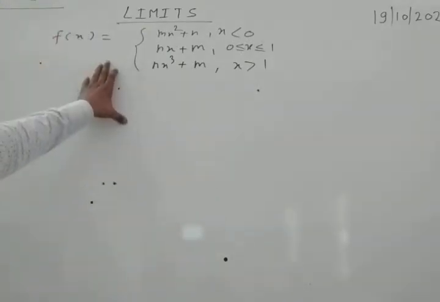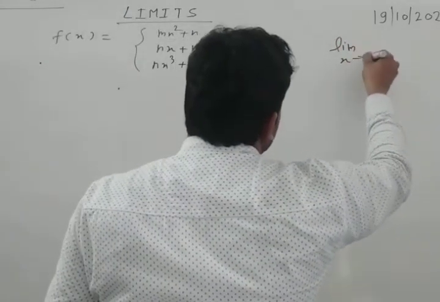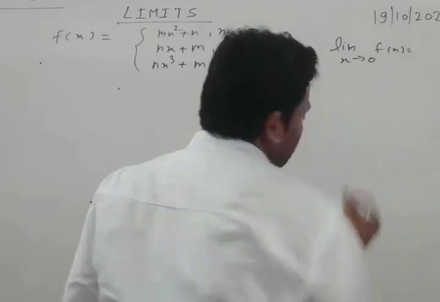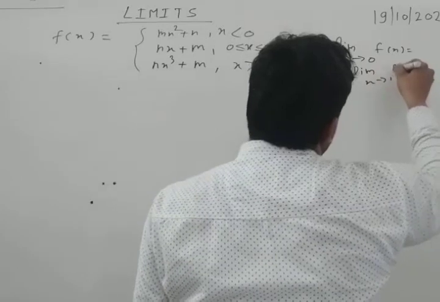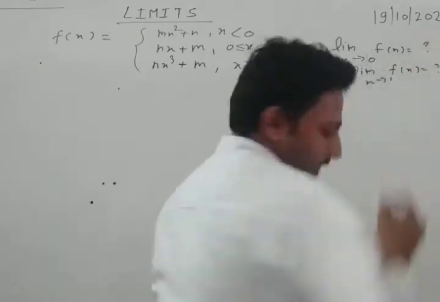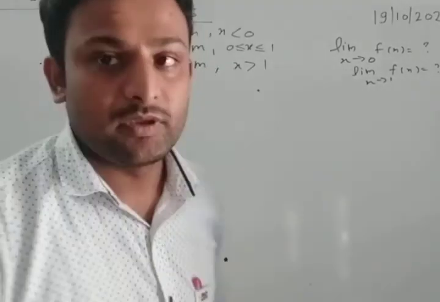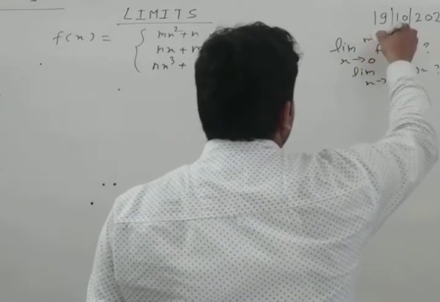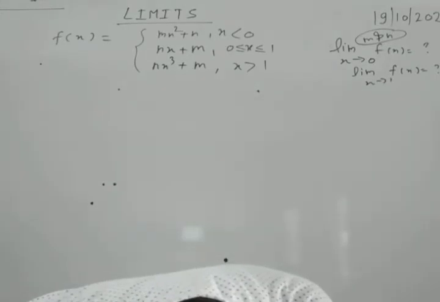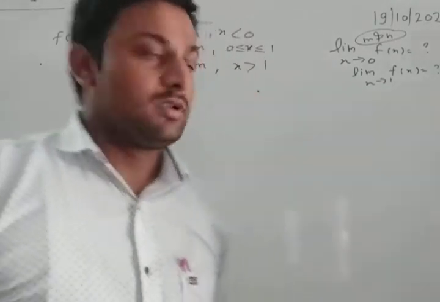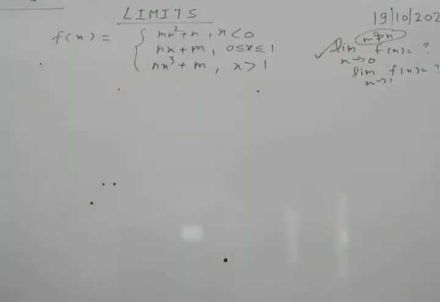We are given this function and we have to find the limit as x tends to 0 of f(x) and the limit as x tends to 1 of f(x). Both exist for what value of m and n? For what values of m and n do these both limits exist? Okay, so first we will solve for x tending to 0.